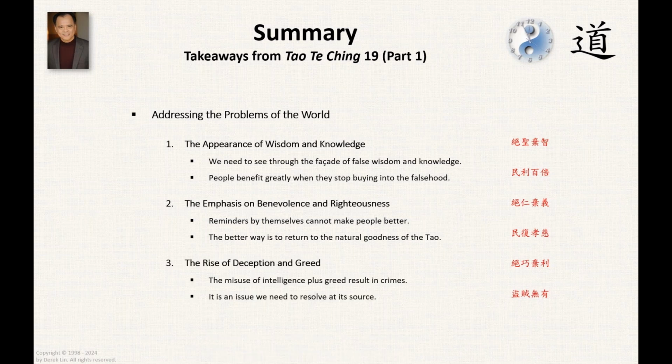Then, the third factor, the rise of deceptions and greed. So we have talked about deception being the misuse of intelligence, plus greed, resulting in crimes. And rather than treat the symptoms like the painkiller example that we talked about, it is an issue we need to resolve at its source, treating the root cause. So, with just a few lines in part 1, there's a lot to dig into. And there is even more in part 2 when Lao Tzu presents his solution to return to the Tao. So we'll discuss that next time.